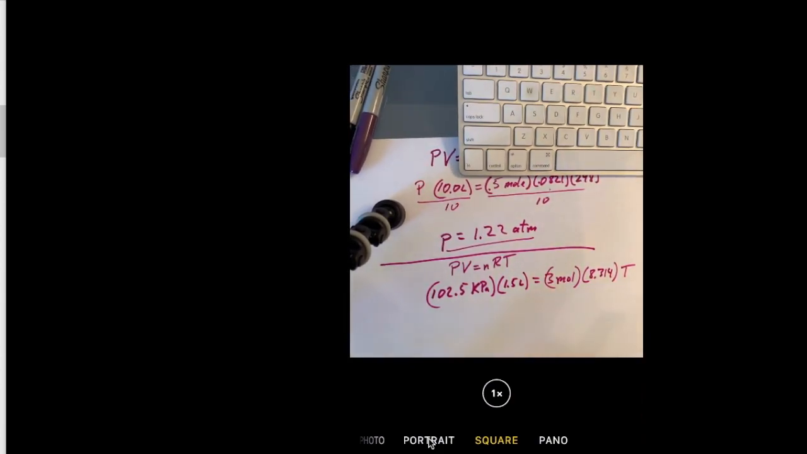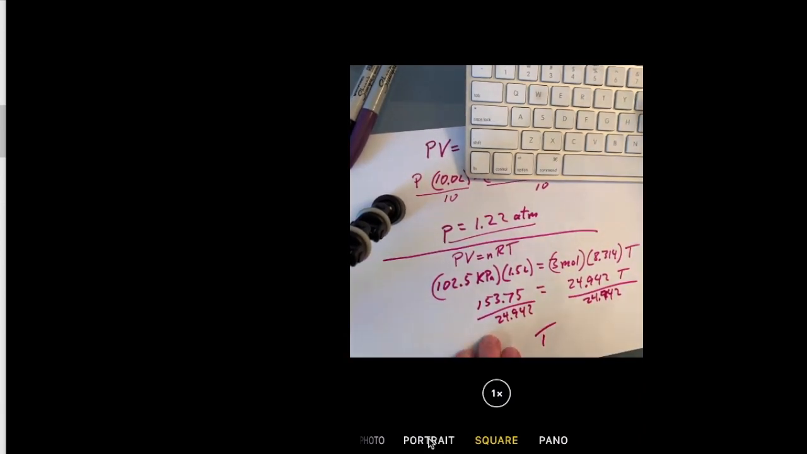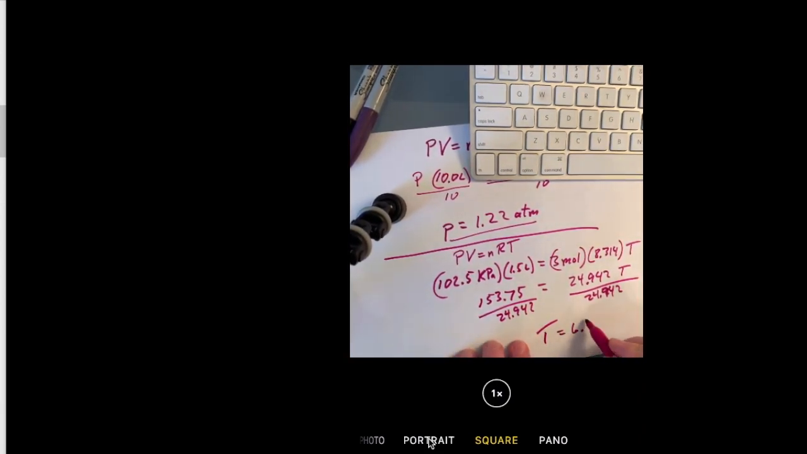Well, if I multiply these two, I get 153.75, and then 3 times 8.314 is 24.942. Let's divide by 24.942, and I get a temperature of 6.16 Kelvin. See if that's what you get.